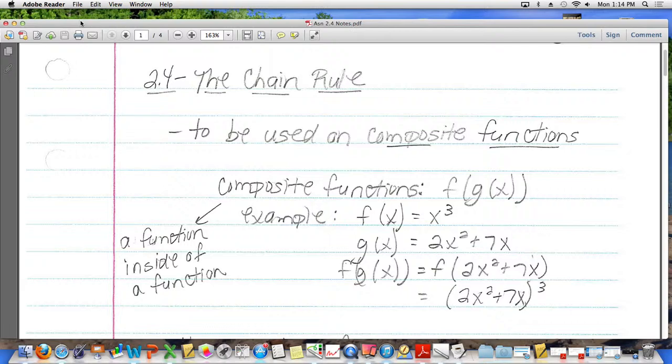First of all, I told you that you didn't have to write this part down, but you use the chain rule when you have a composite function. And you might be thinking, what is a composite function? You did learn what a composite function was last year.